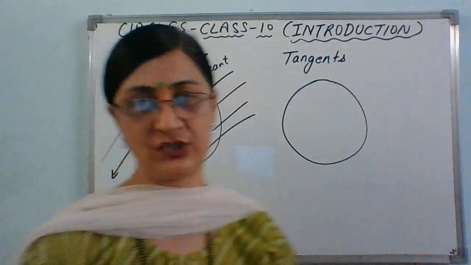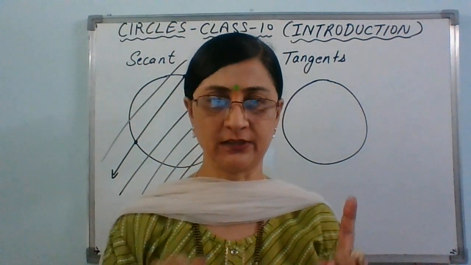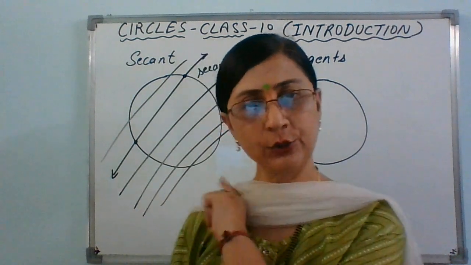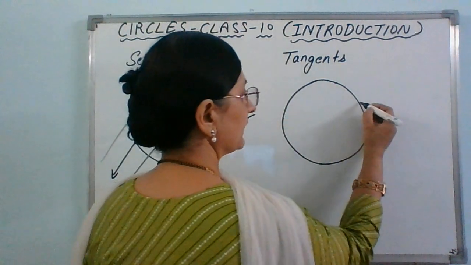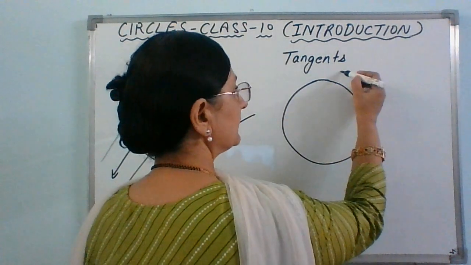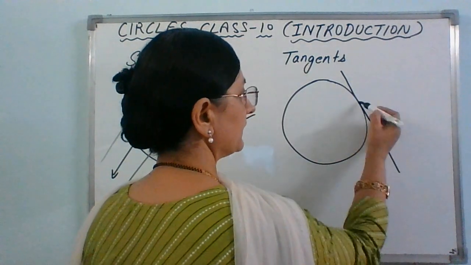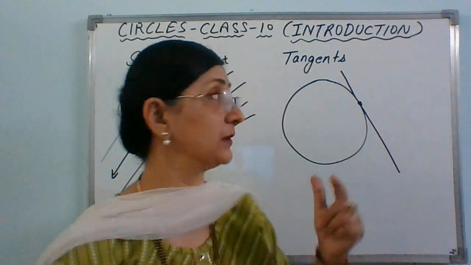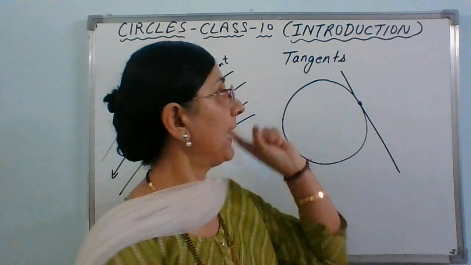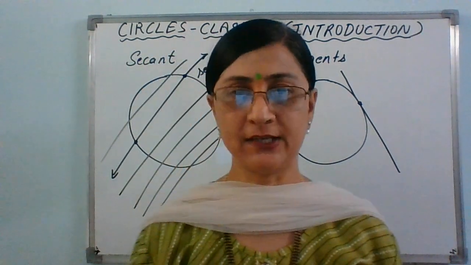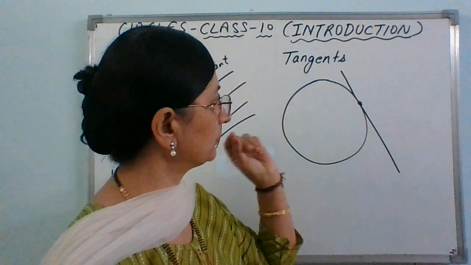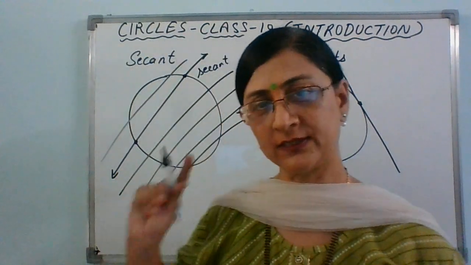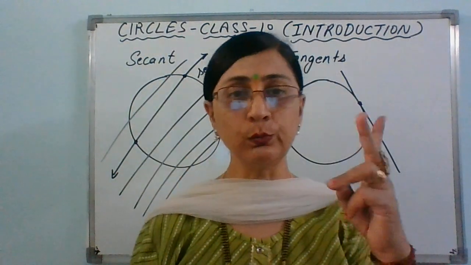So what are tangents? Tangents touch the circle only at 1 point, not at 2 points. If I take only 1 point here, the tangent touches the circle there. There is only 1 point of contact between that line and the circle, and that line is called a tangent. So a tangent touches at one point, and a secant touches at 2 points.